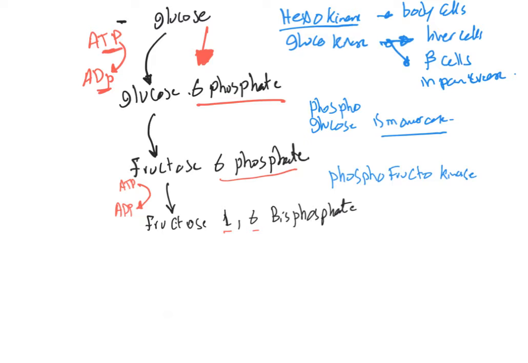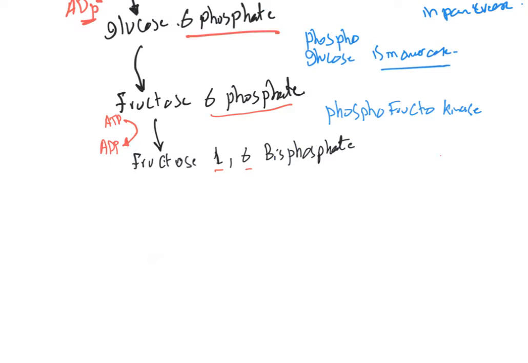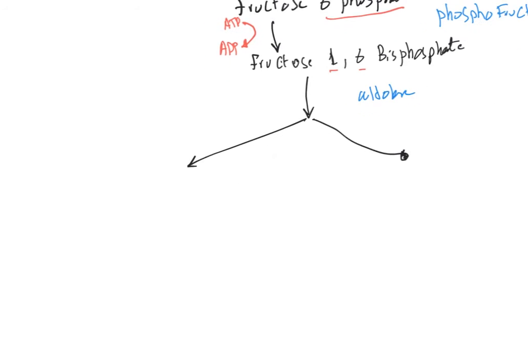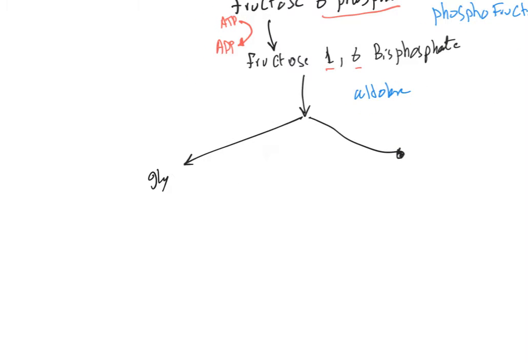We have 3 of them. These are already 2 of them. The third one is going to come up. Coming up to this is aldolase, which is the enzyme that will convert this fructose 1,6-bisphosphate into 2 three-carbon molecules. Each one of them is a 3 carbon molecule. So we have glyceraldehyde 3-phosphate, and the enzyme responsible for this is aldolase, and the other product will be dihydroxyacetone phosphate.